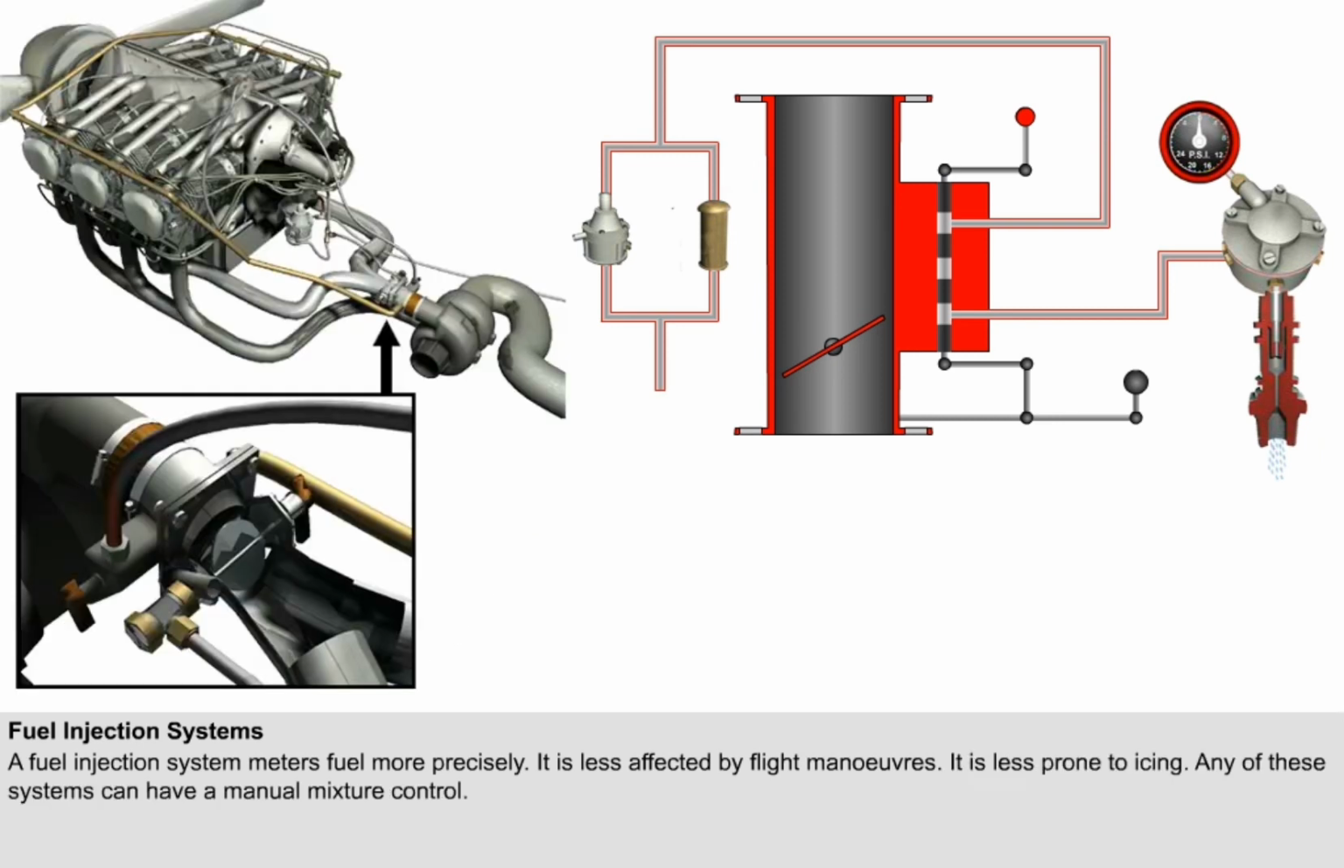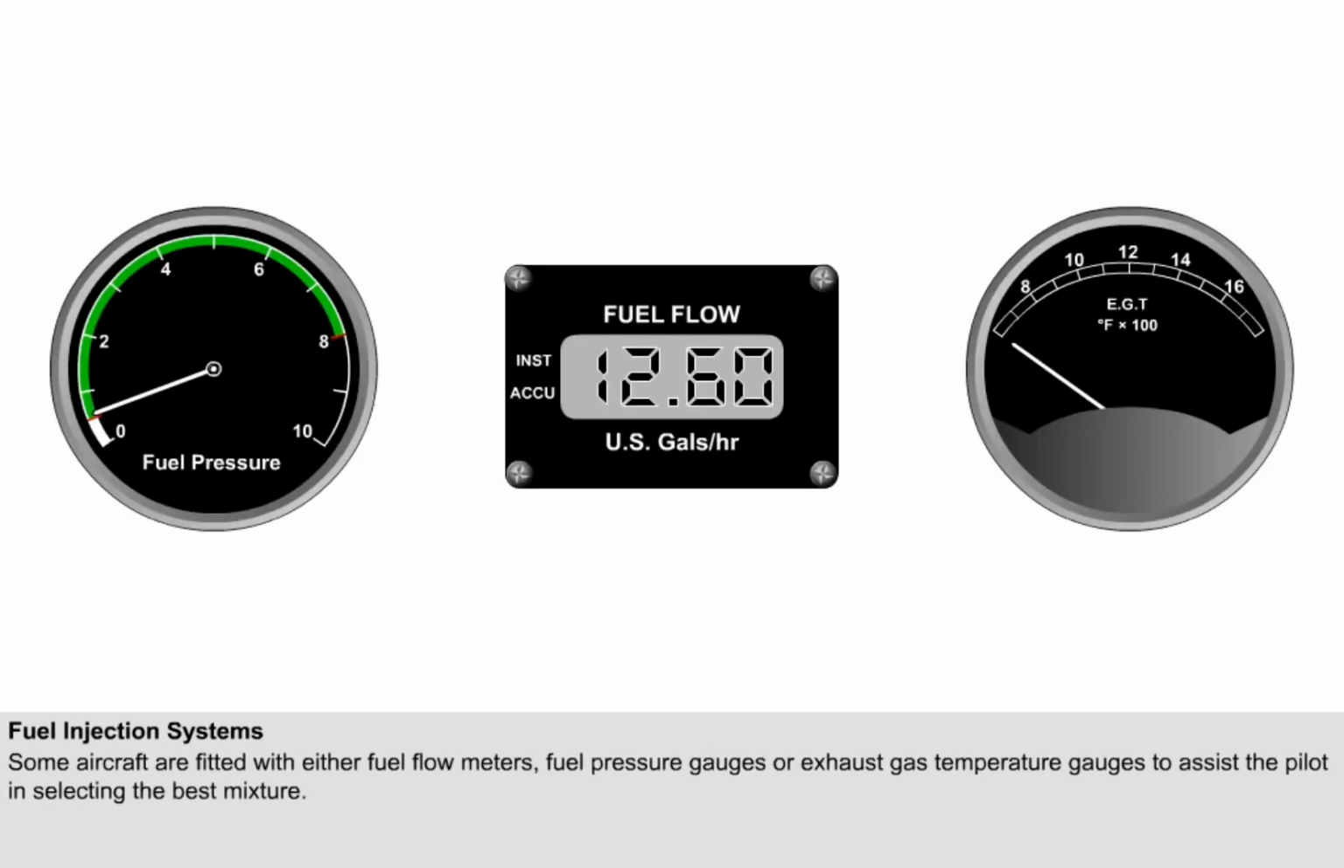Any of these systems may be fitted with a manual mixture control, by means of which the most economical cruising mixture may be obtained. However, in order to assist the pilot in selecting the best mixture, some aircraft are fitted with either fuel flow meters, fuel pressure gauges, or exhaust gas temperature gauges.